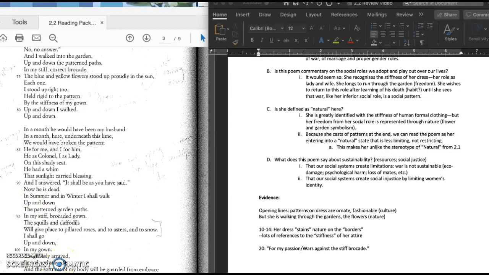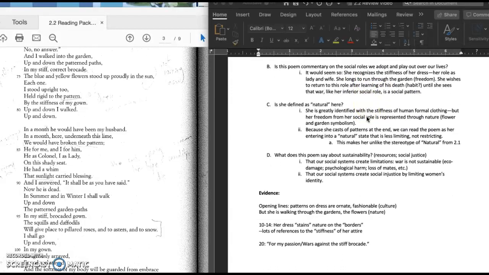That's really interesting because it shows how bound we are to our social roles. It's hard to break out of them, which is true in real life as well, right? So she longs to run through the garden for freedom, even after she learns of his death, probably a habit, right, in some way. Until at the very end, she sees the war, much like her social role, as a social pattern that's played out.